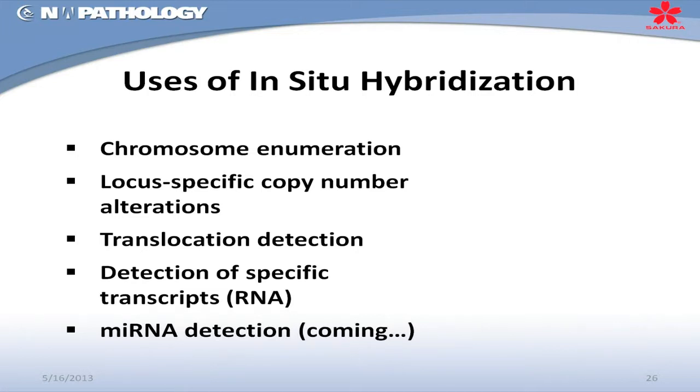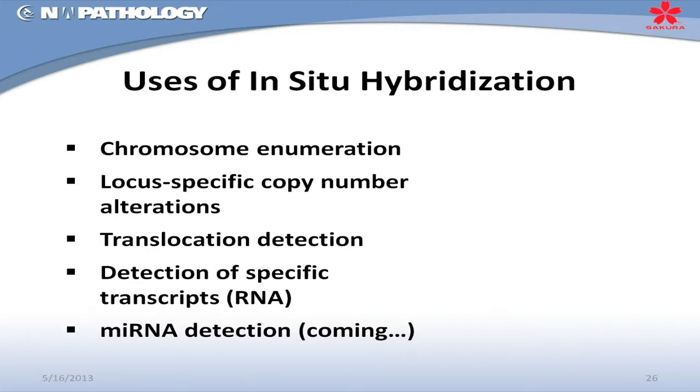Well, some of the uses are actually quite similar to cytogenetics, and some are a little different. So similar to cytogenetics, we can use ISH to enumerate chromosomes or detect whether there's an increased number of certain chromosomes or a decreased number of certain chromosomes. We can also use it to detect abnormalities of the exact loci or genes in chromosomes. In other words, if there's amplification of certain genes, such as HER2, which is commonly done in breast cancer. And we can also use ISH to detect translocations, just like we do in cytogenetics.